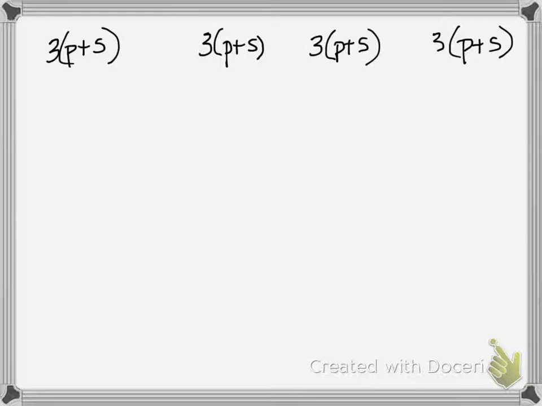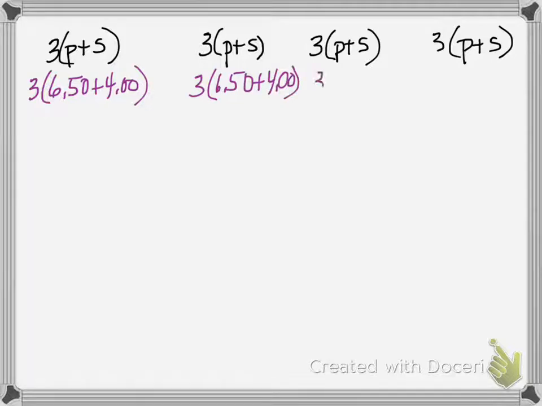So, firstly, with each of them, at least these first three, we would have plugged in the $6.50 and the $4 for the P and the S, because those were the prices of the popcorn and the soda, respectively. Actually, why don't we just leave this one for now? It's something that's a little bit different, so we'll let that one be for now.